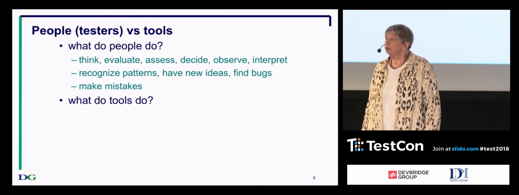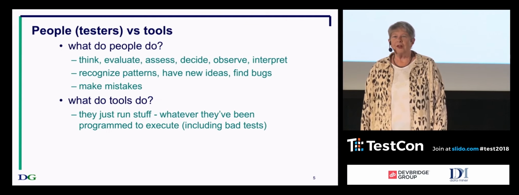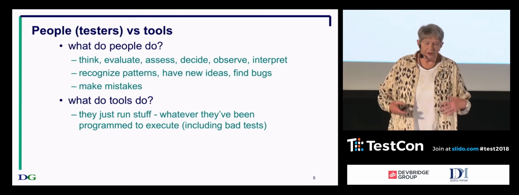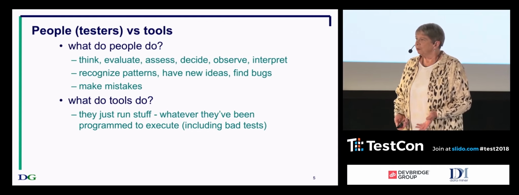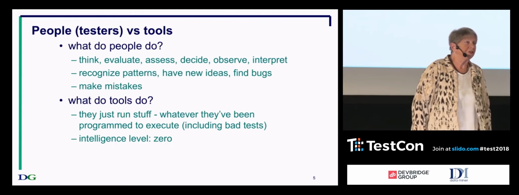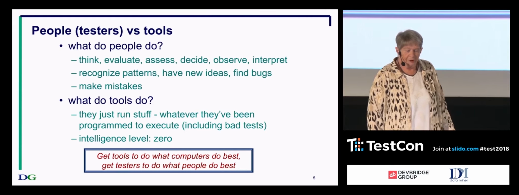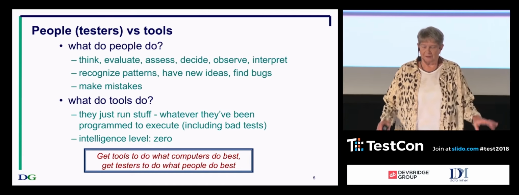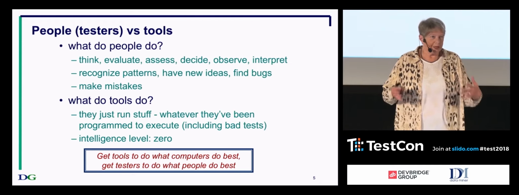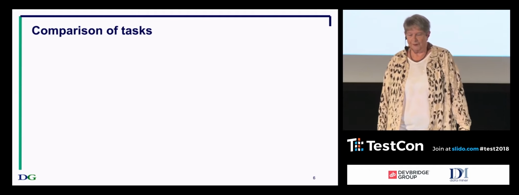What do these tools do? Actually, the test execution tools, all they do is they just run stuff. That's it. They run whatever they've been programmed to run, including bad tests, by the way. The intelligence level of a testing tool is absolute zero. The testing tool will not think. I think we should get tools to do what computers do best and let people do what people do best. That way we get the best of both worlds.